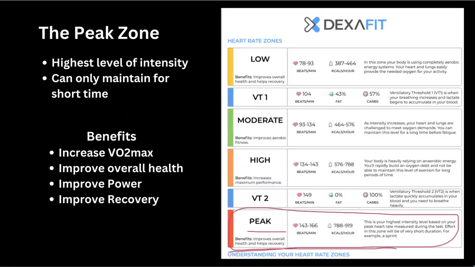And your peak zone. This is your highest level of intensity. You will only be able to maintain this level of intensity for very short times. Think of sprinting. Benefits for working out in this zone include increasing VO2 max, improving overall health and recovery, and improving power as well.